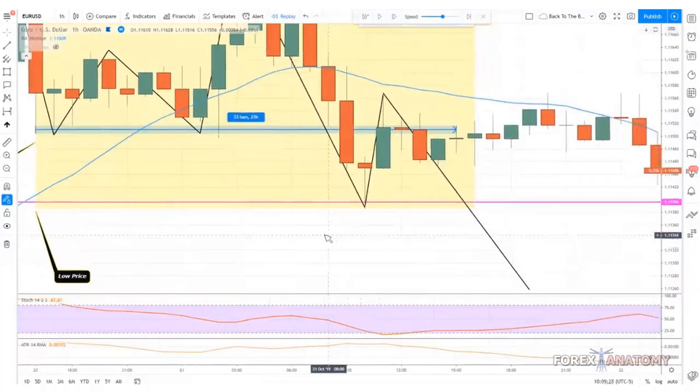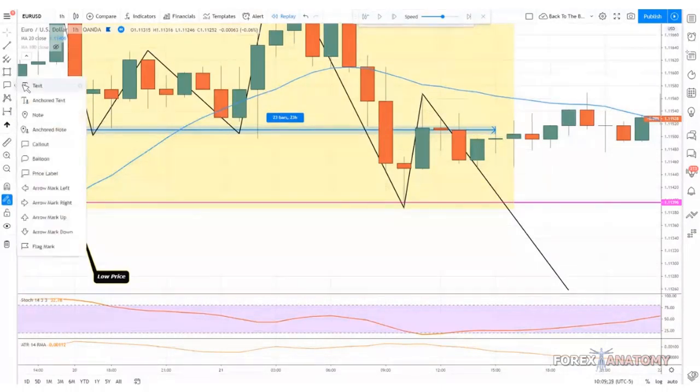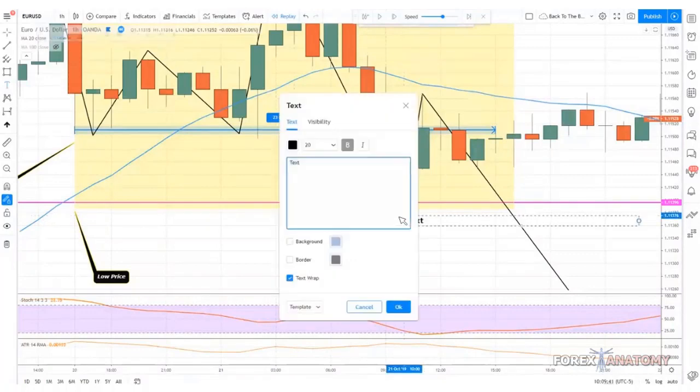So what I wanted to share was that when we saw this move to the upside right here, when we saw this correction, for one, we saw price create a lower low.